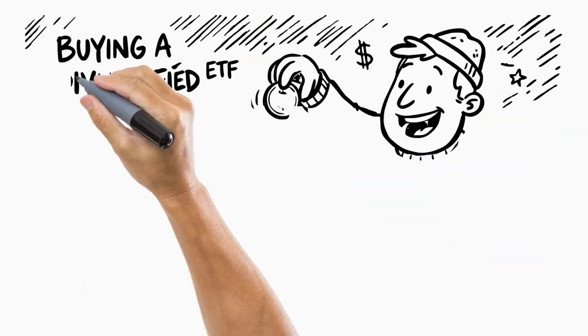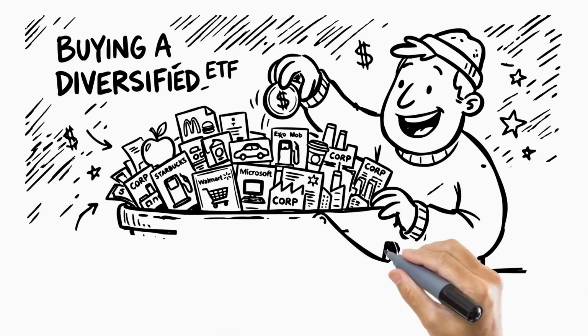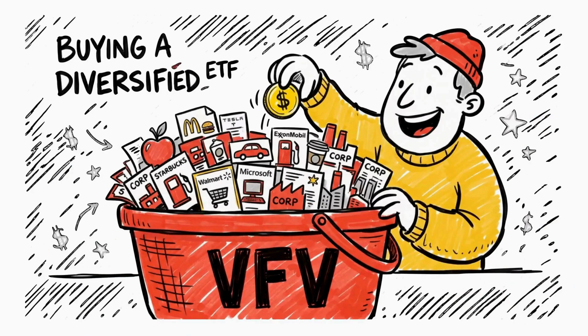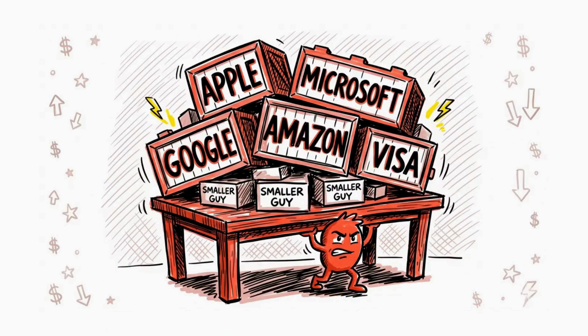VFV stands for the Vanguard S&P 500 Index ETF. When you buy one share of VFV, you aren't just buying one stock. You're buying a tiny piece of the 500 largest companies in America. These aren't just random companies. They are the blue chips, the heavy hitters. Think about your daily life. You probably used a Mac or PC today, Apple or Microsoft. You searched on Google. You bought something on Amazon. You paid with a Visa.